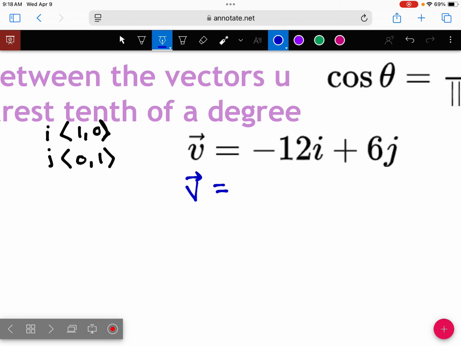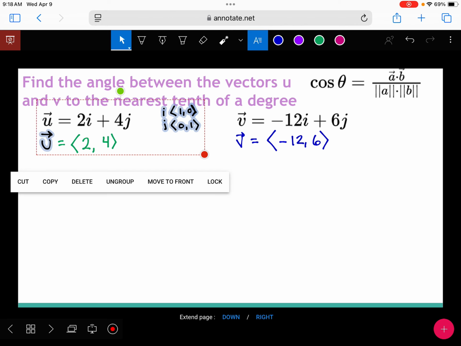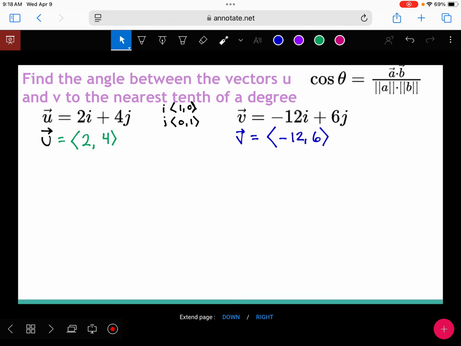Because those are unit vectors, who knows why they made those letters be it. Who knows? So what would v be as an angle vector? Negative 12, 6. So when we see them written as a sum, sometimes we get a little bit nervous, but it's definitely doable.